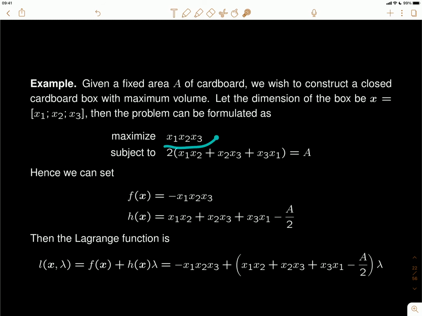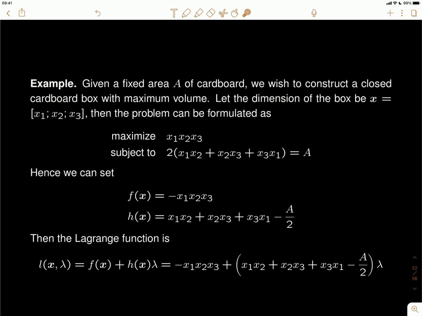So we're trying to maximize this. As we said, this is the volume of this box. And the surface has this area. This part means the area of the bottom, because we have x1 here, x2 here, right? And x2, x3 is this side. And x3, x1 is this side. And this is just half of the area. We have another one of them for each one of them. So the total is 2 times this. That's equal to A. So that's our optimization problem.